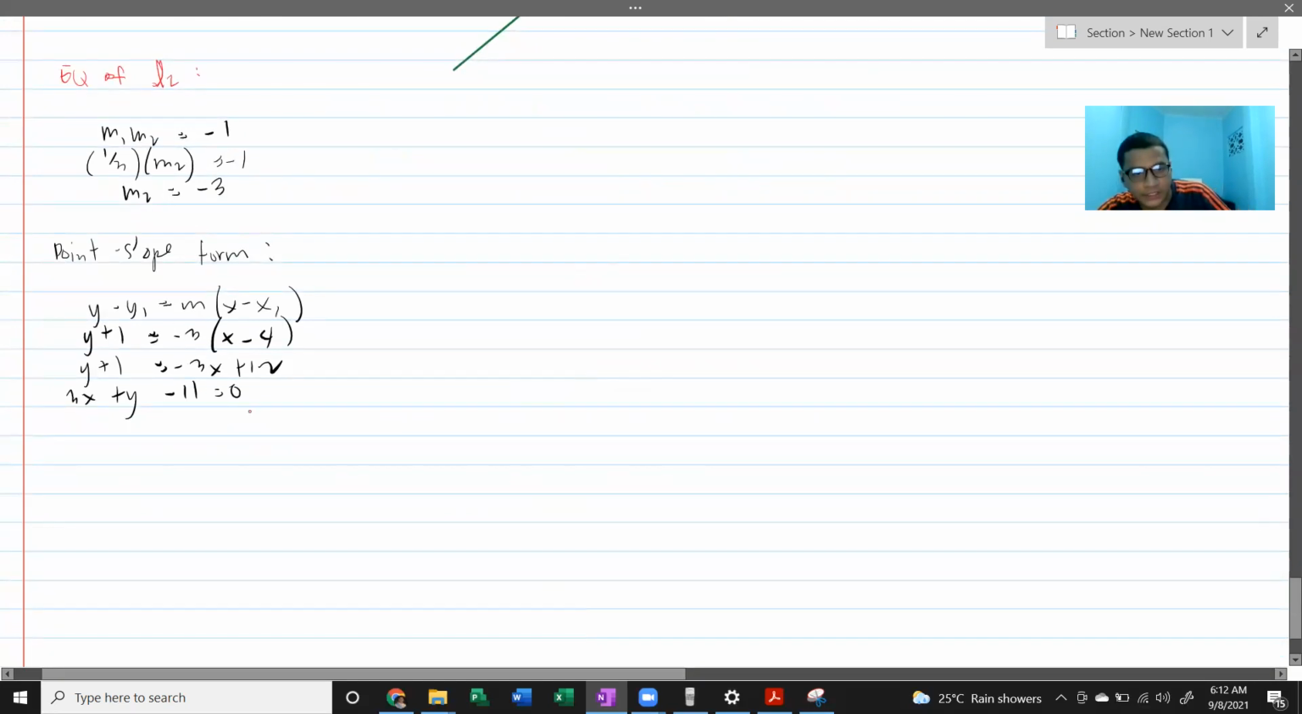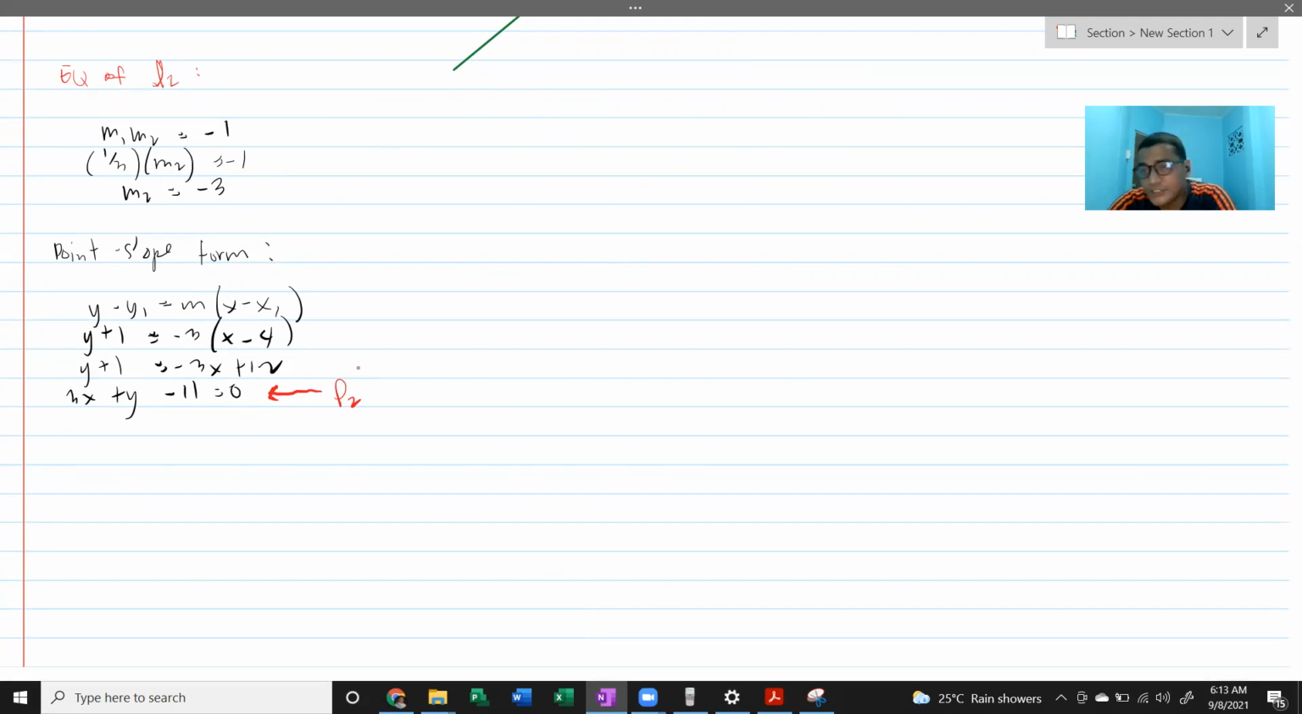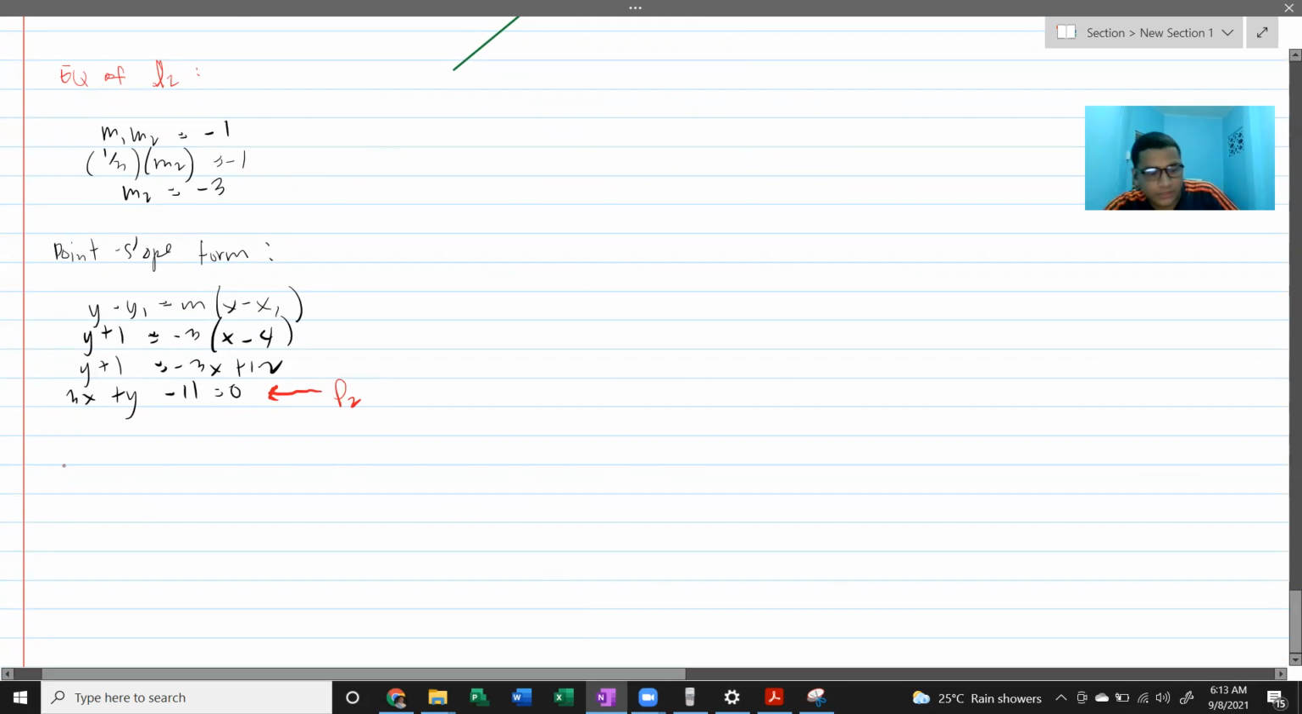Now, why is it important to solve for the equation of our normal line? So this is our L2. Well, let us derive also a relation of the equation of two perpendicular lines. Okay, let's go back to the general form. Suppose our L1 has an equation ax plus by plus c equals 0. Okay, now let's transform it into a slope intercept form.